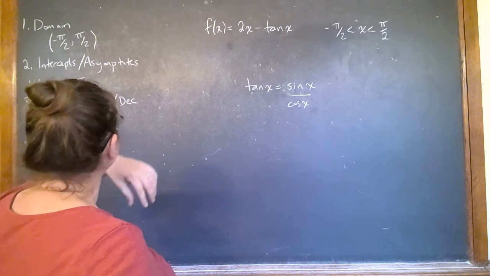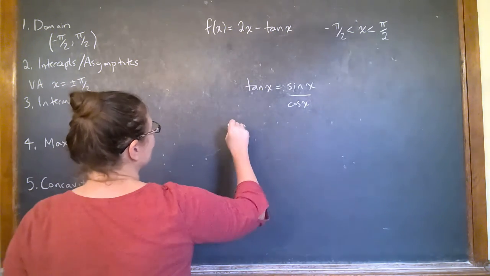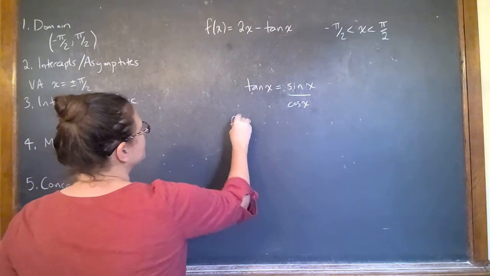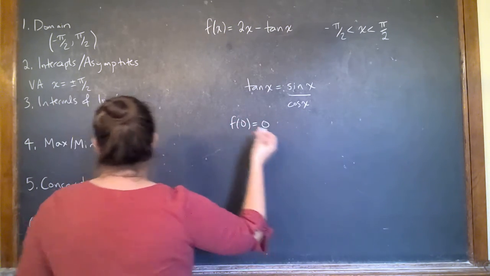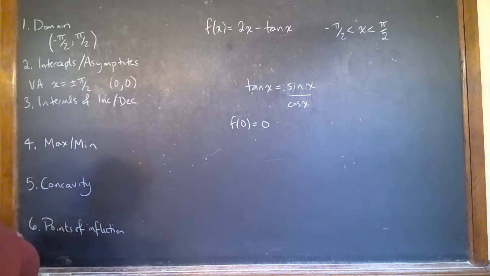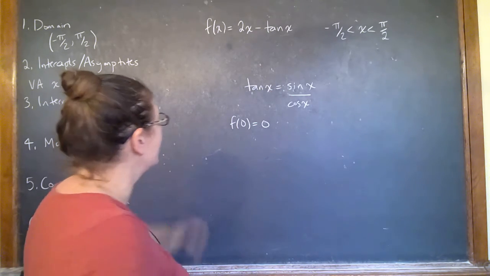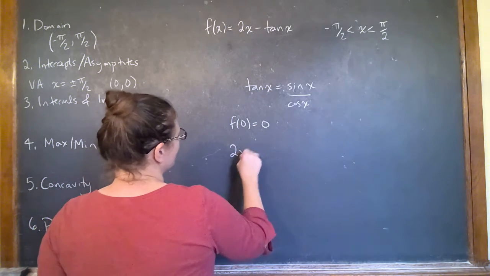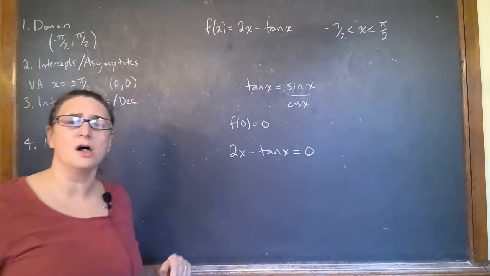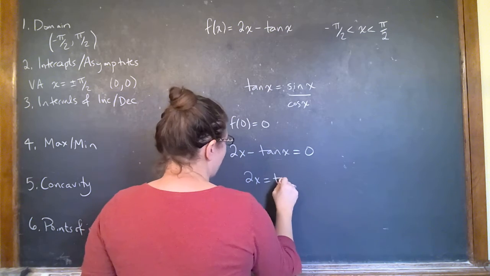Now, what about intercepts? We can see that if I let x equal 0, obviously tangent of 0 is 0. So f of 0 is 0. I have that. There may be more x-intercepts, but that becomes a little bit of a problem. This is not easy to solve, because there's not a good way of doing this.